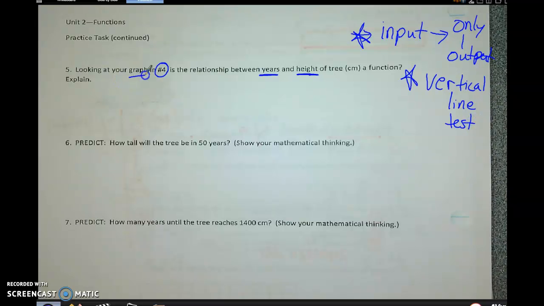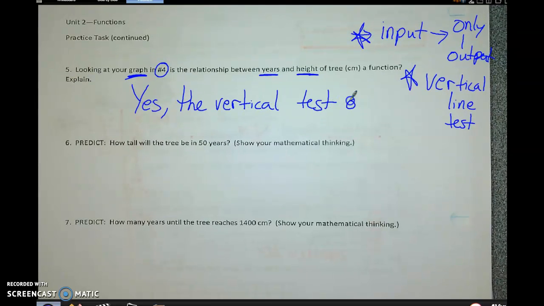So our question right here says specifically looking at the graph. So you're going to draw vertical lines or imaginary vertical lines across that graph. Does it touch the graph in only one place? Okay, so when you look at number 5, is it a function? Yes, it is a function because the vertical line only touches in one place at a time.